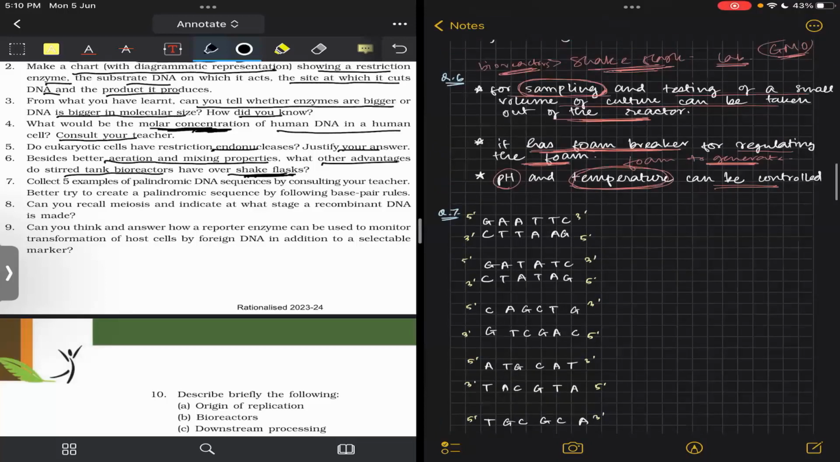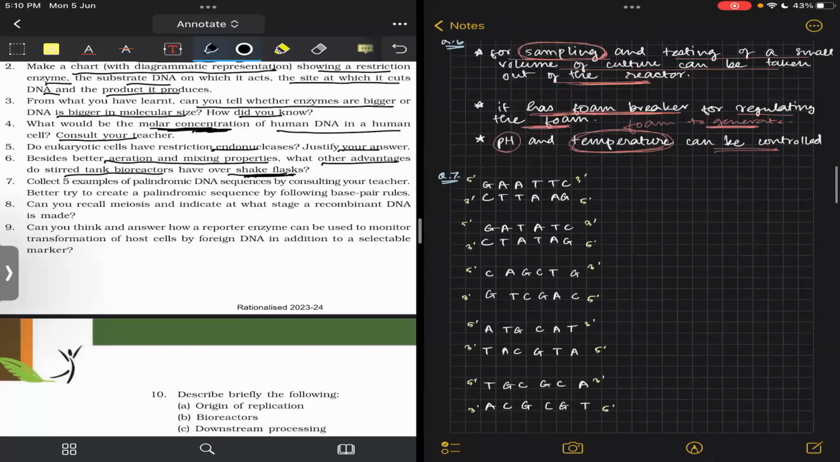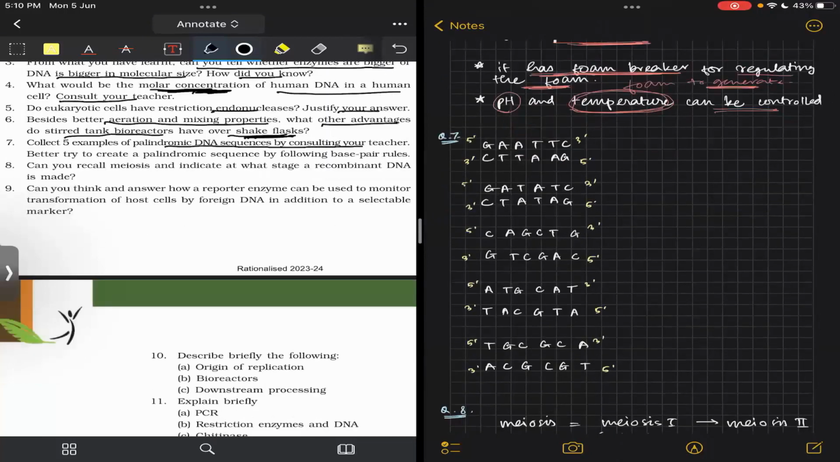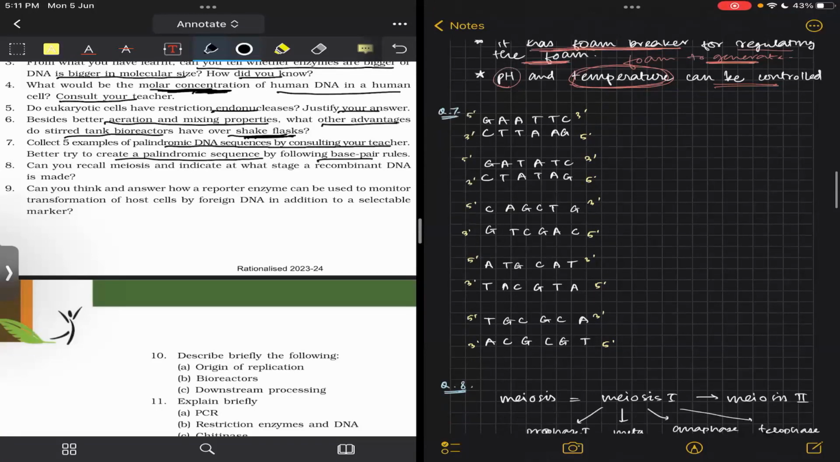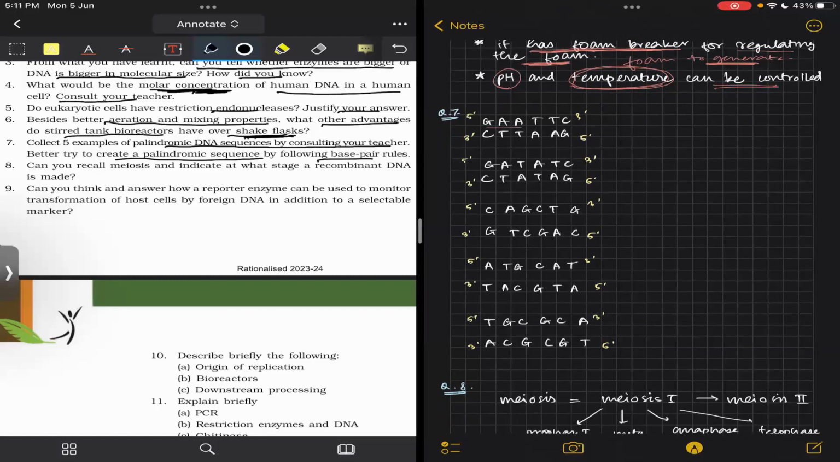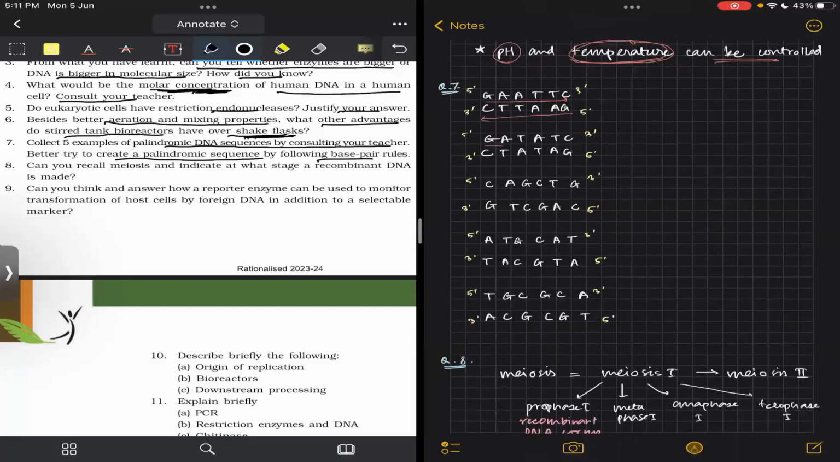Now coming to the next question, question number 7. Collect 5 examples of palindromic DNA sequence by consulting your teacher. Better try to create palindromic sequence by following the base pair rules. So I have created 5 sequences here. As you can see, GAATTC. So this is a palindrome. Also the next example, GATATC, GATATC.